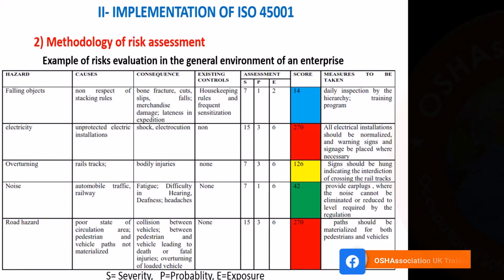Daily inspection, a hierarchy training program. All electrical installations should be normalized, and warning signs and signage be placed where necessary. Such things, you have a table like this, and all elements that are red are supposed to be put in place immediately.